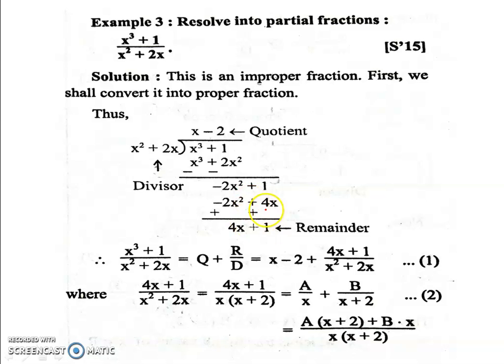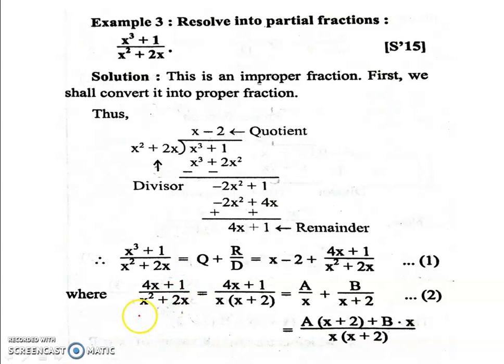Here, what is the wrong thing given in this PPT? We will change the sign of this term, so obviously we have to change the sign of this term. So our final answer may be in the form of 4x plus 1. Minus 4x plus 1 is also possible. So x cube plus 1 upon x square plus 2x is equal to q plus r upon d: x minus 2 plus 4x plus 1 upon x square plus 2x.